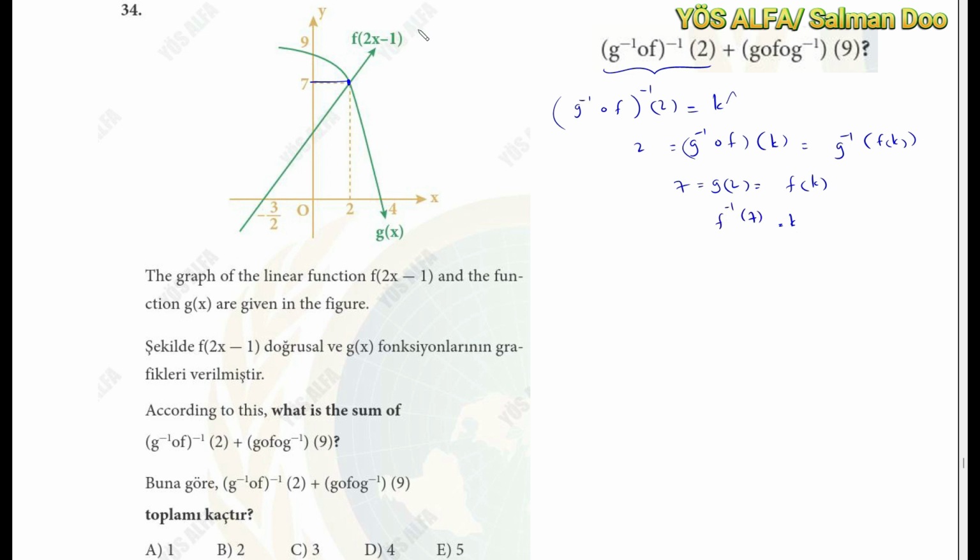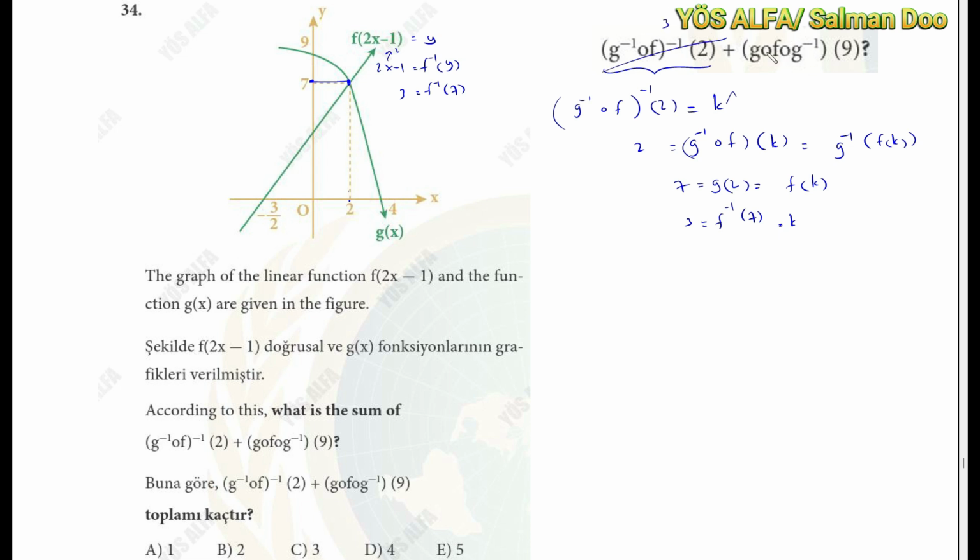So f of 2x minus 1 is equal to y. From here we have f inverse of y is equal to 2x minus 1. So we're asked to find f inverse of 7. So when y is 7, what is x? When y is 7, our x value is 2. So this x is 2. So 4 minus 1 is 3. Our f inverse of 7 is 3. So from here we have k is equal to 3. So this part is done. It's 3. How about this part?